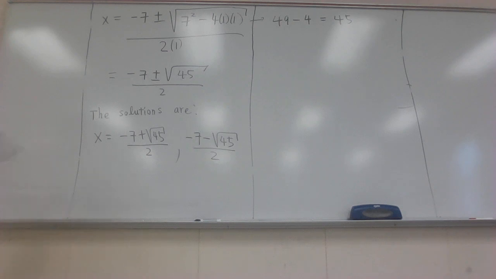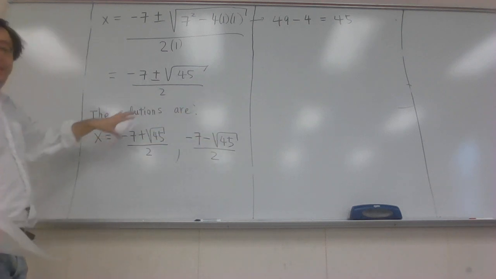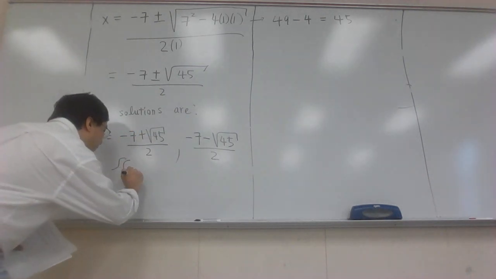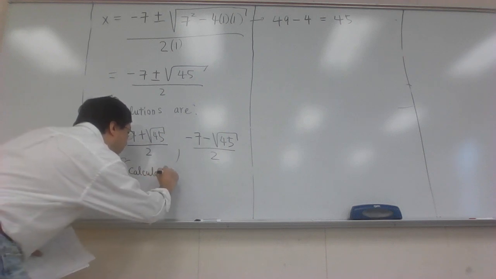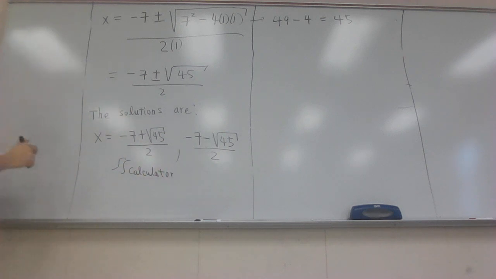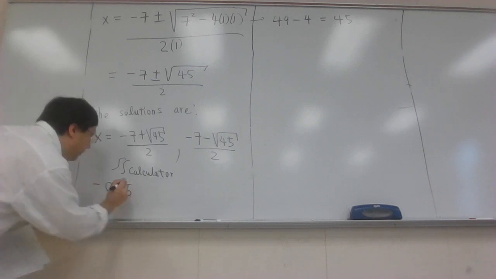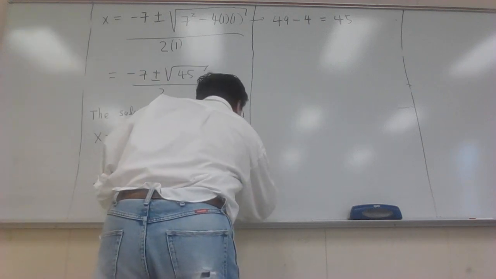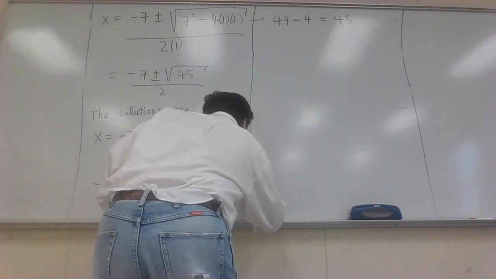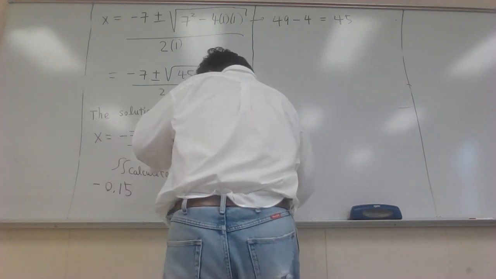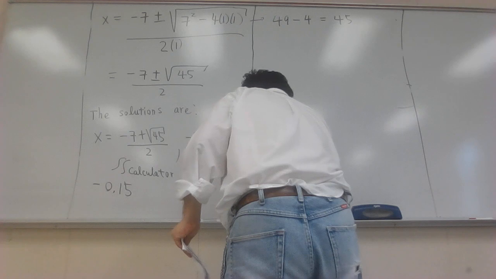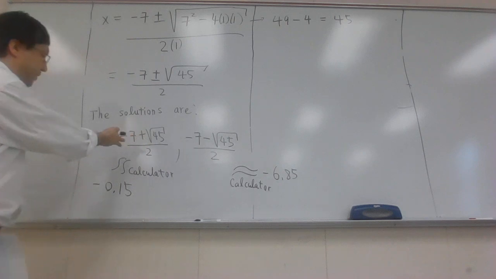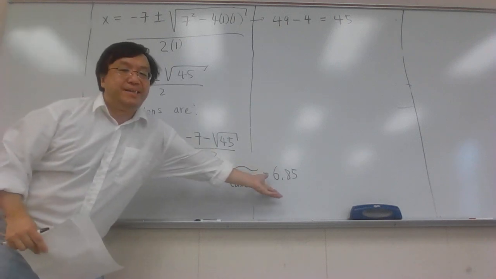By the way, if you use a calculator, you can approximate these two quantities. Using a calculator, this quantity is approximately minus 0.15, and this quantity over here is minus 6.85.